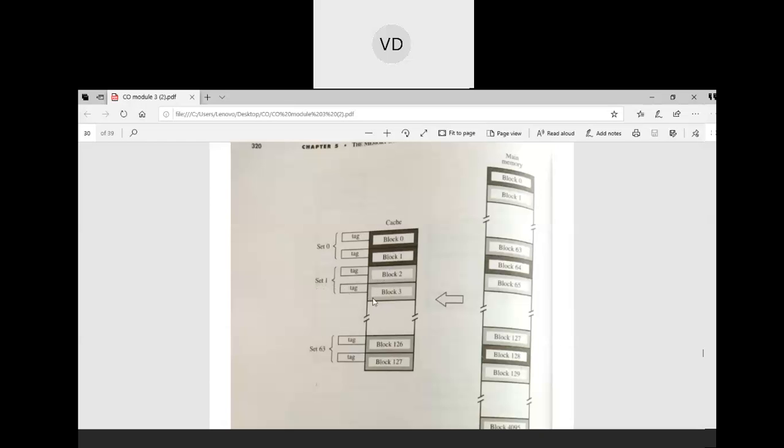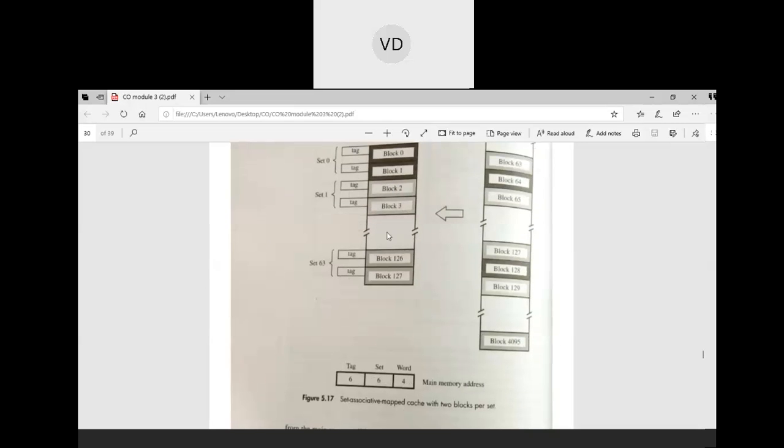So this is called the n-way set associative method. Here n indicates the total number of blocks in one set. How many blocks are there here? Two blocks, so it is the two-way set associative method, where you group the blocks into sets. Two blocks are grouped and we are going to map the blocks.